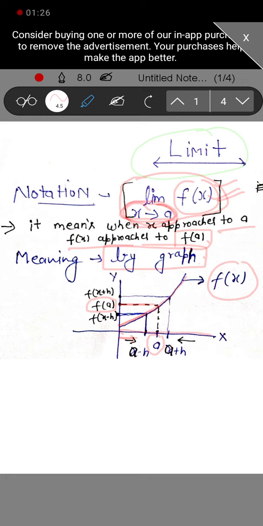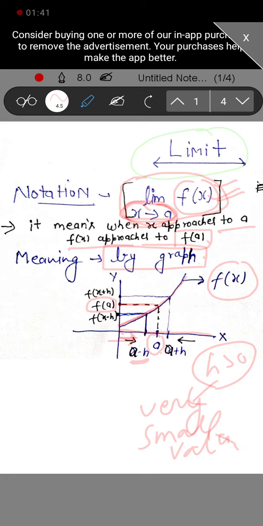And when we are approaching from behind a, that means along a minus h, where h is greater than 0 and a very small value through which we approach a, then our graph is approaching f(a). What is the meaning of approach here? Sometimes students get confused. Approach means as we just move toward our a, the value of the graph approaches nearly f(a). You can observe that this line we have drawn is approaching f(a).